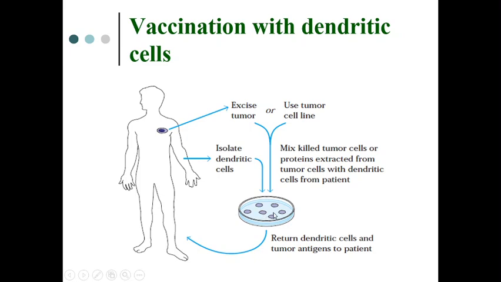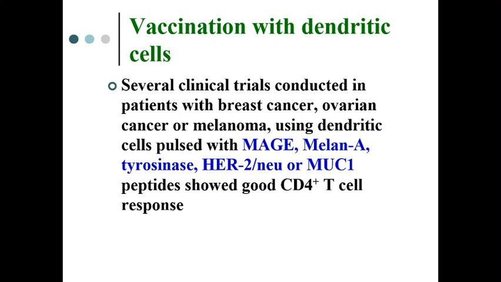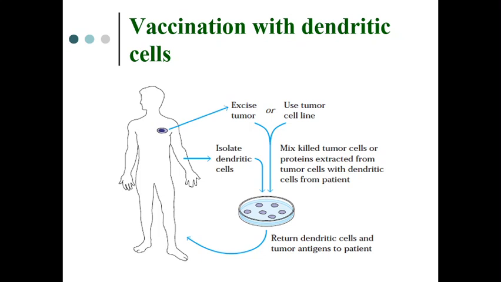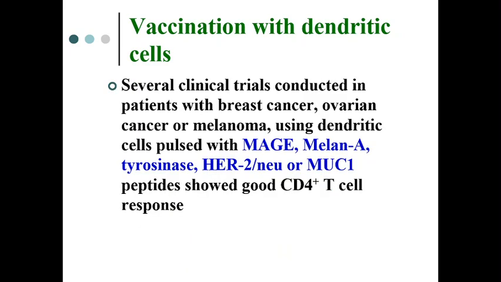By pulsing the dendritic cells like this with the tumor antigens, for example, antigens such as MAGE, melan-A, tyrosinase, or HER2/neu, or mucin 1, one can trigger the dendritic cells to be activated, because all these are potent antigens. When these antigens are processed by the dendritic cells, they get active, and they can present these antigens to the CD4 T cells. The CD4 T cells will then become the responsible cells to enhance the immune response against the tumors.